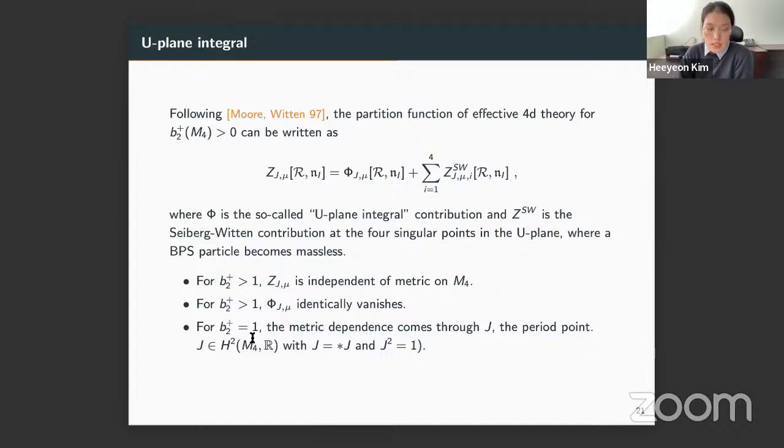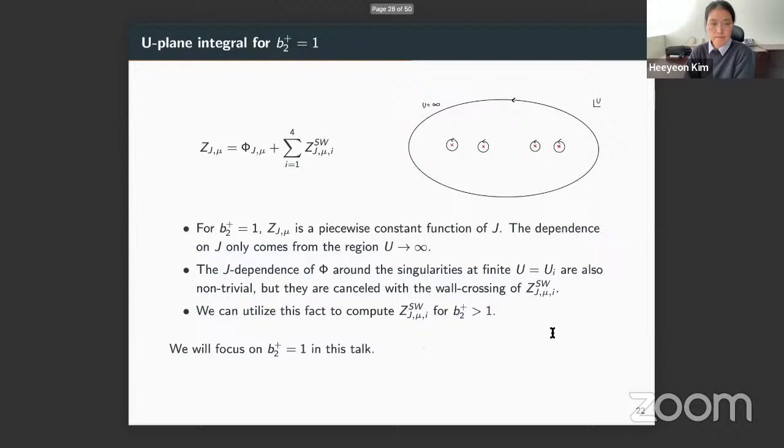But for b2 plus equal to one, the partition function depends on the metric, and there is also a non-trivial contribution from the u-plane integral. The dependence on the metric comes through the choice of J, which is a unique element in the second cohomology class that satisfies this condition here, which is sometimes called the period point. So as I mentioned, for b2 plus equal to one, the partition function is a piecewise constant function of J, and it undergoes wall crossing if you cross a certain codimension one wall in the space of the metric.